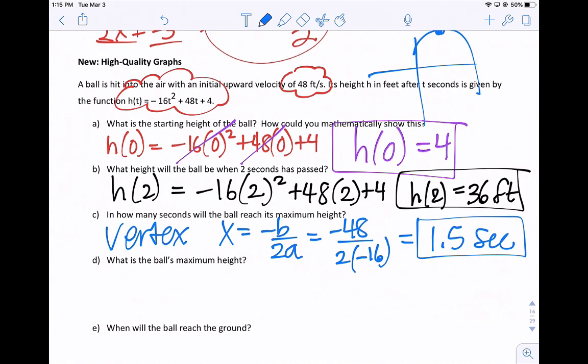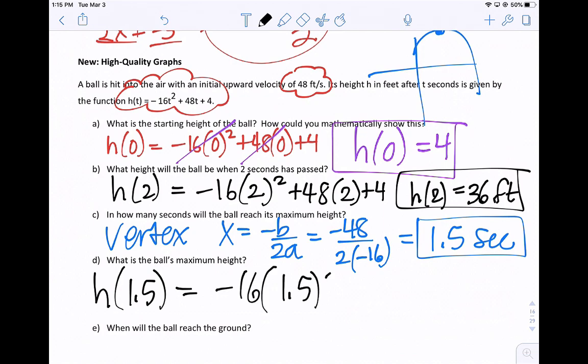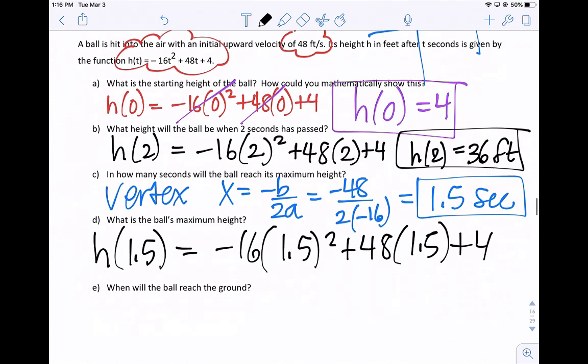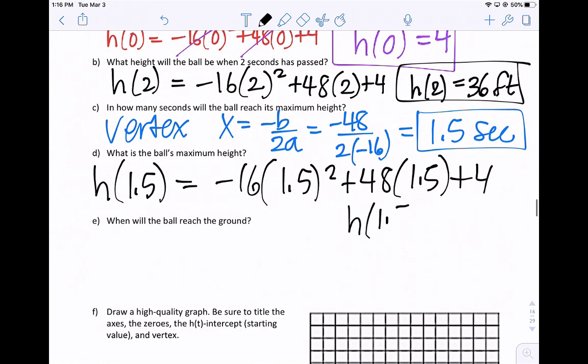What is the maximum height? So now we're going to plug in h of 1.5. So negative 16 times 1.5 squared plus 48 times 1.5 plus 4. All right, it would be 40. So the height at 1.5 seconds is 40 feet.